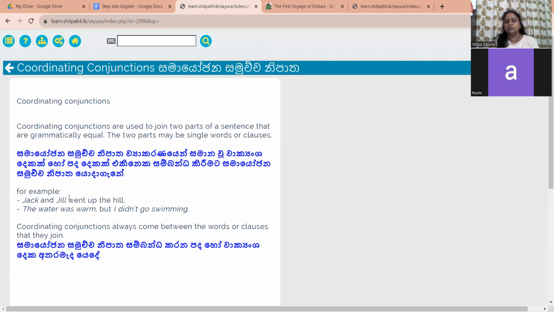Jack and Jill went up the hill. The water was warm, sentence. I didn't go swimming, another sentence. And so "but" is placed between these two sentences. So you always have to see where you place these conjunctions. They are placed always between the words or clauses that they join. ඒවා join කරන words or clauses. Clauses can be parts of a sentence. හරි sentences දෙකක් හරි. ඒ දෙක අතර තමයි මේක use කරන්නේ.